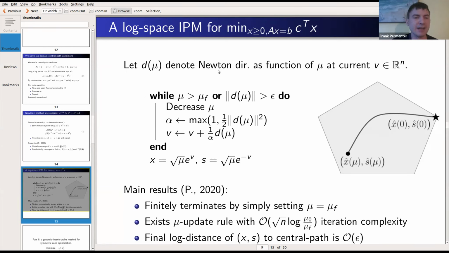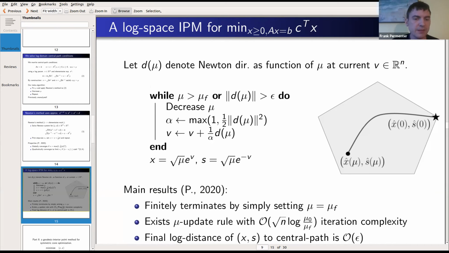Okay, so I haven't actually specified a rule for decreasing mu. What can we say about different mu update rules? The first thing I want to point out is that if we just fix mu to a specified target value, perhaps really close to 0, this interior point method will globally converge from an arbitrary initial point V. The reason is that in this case, this is just implementing the log space Newton method that we analyzed on the previous slide, which I told you globally converges with the step size rule.